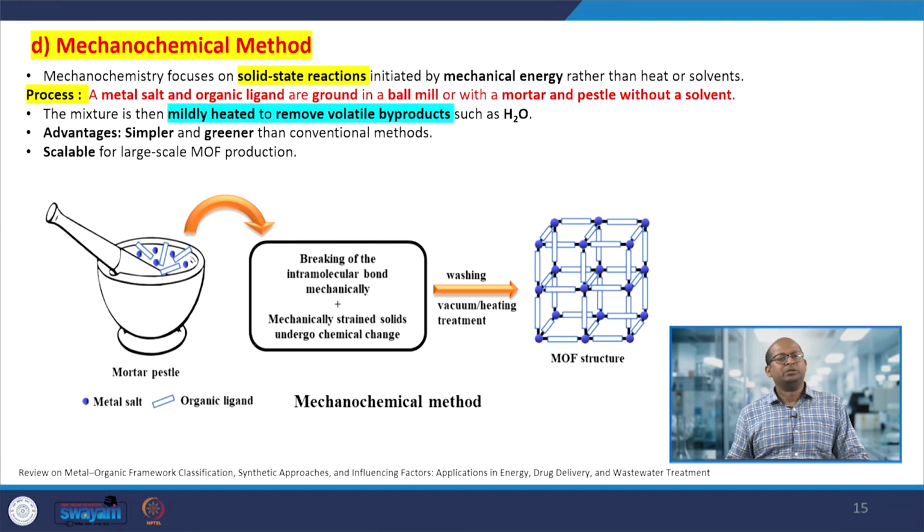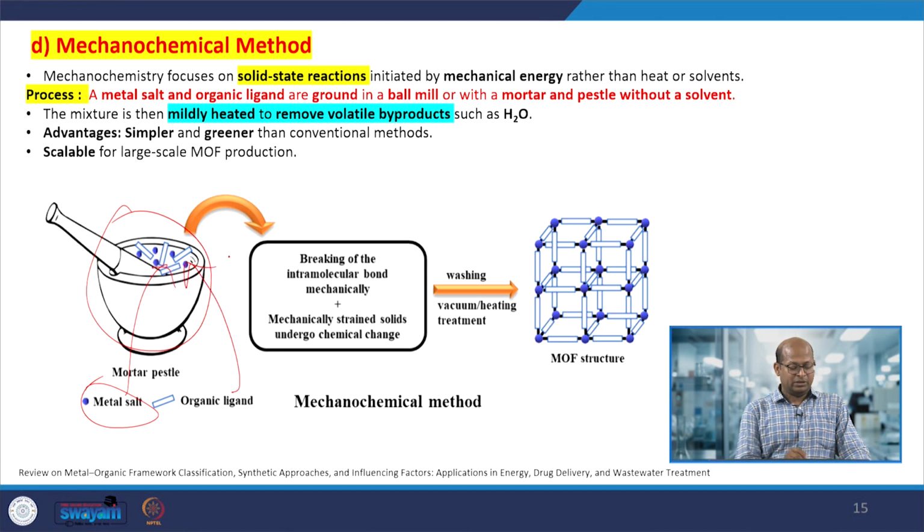Then the mechanochemical method is another method. So, this is a solid state reaction. Here we can take a mortar, metal salts and organic ligands both are placed in it, and then ground with a pestle without solvents. Or else we can use ball mills also.